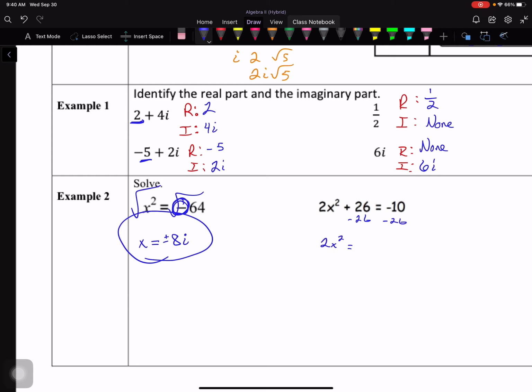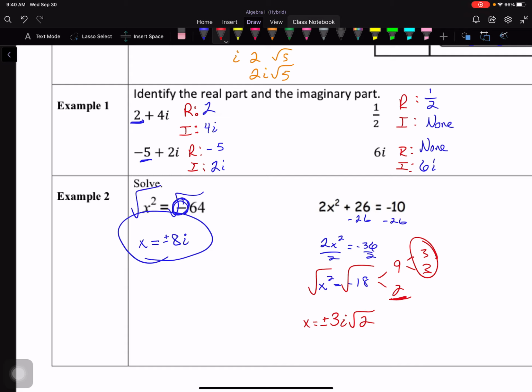Jumping over here, subtract 26 from both sides. 2x squared equals -36. Divide by 2. x squared equals -18. Now we can introduce the square root again. Before we would have said no real solution, but we can actually do this. So it's going to be something i because of the negative. 18 we can break down into 9 times 2, and this is 3 and 3, so we would take a 3 out, put a 2 back. Just kind of a quick review on breaking down radicals.